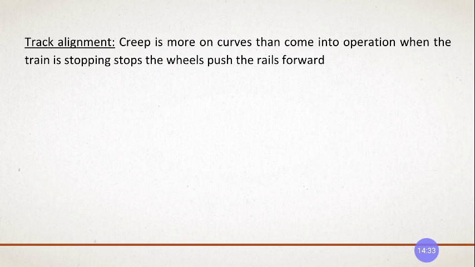Track alignment: creep is more on the curves than into operation when trains are stopping, the wheels pushing forward. It is trying to say that the creep occurring on the curves is more than during the start of the train or during the stop of the train. As we saw, while applying brakes or when starting the vehicle, that is your train, you see the creep, but that is lesser than the case of curves. You will see more creep in the case of curves.